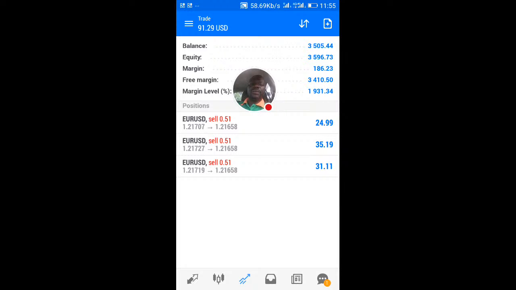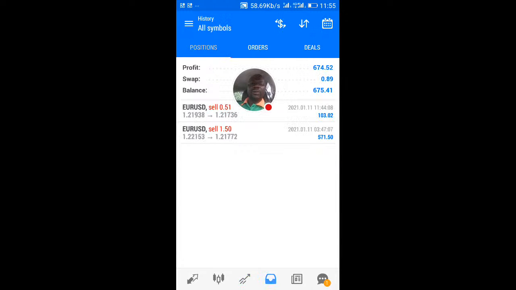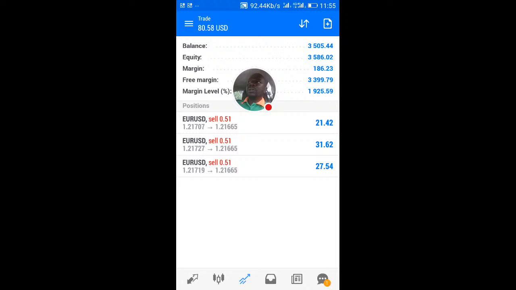Now you can see where I am. I want it to go above 100, and I can close all the trades.